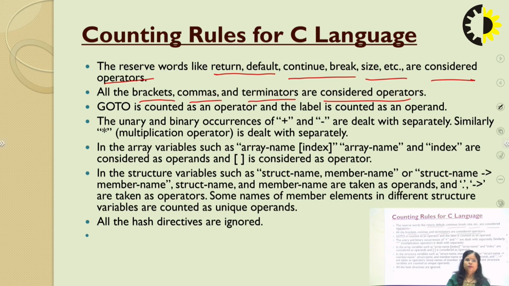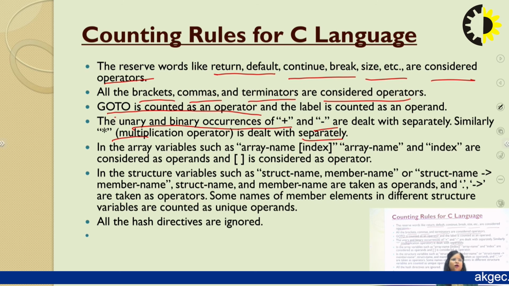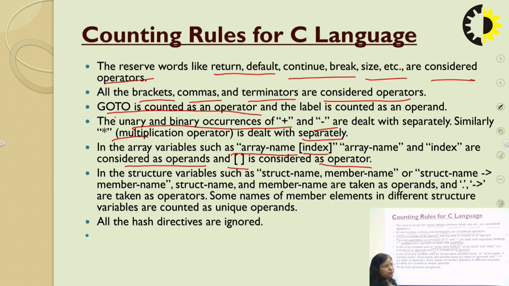Goto is counted as an operator and the label is counted as an operator. Unary and binary occurrences of plus and minus are dealt with separately. Similarly, the multiplication operator is dealt with separately. All the occurrences of these operators are dealt with separately. In array variables, the array name and the index are considered as operands, and the square bracket is considered as an operator. In structure variables, the struct name and member name are considered as operands, and the arrow is taken as an operator.